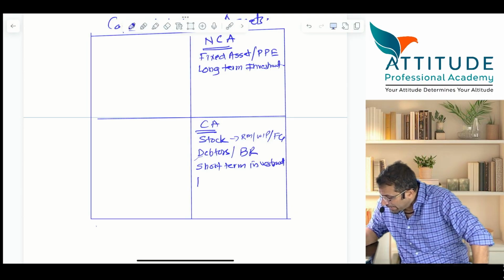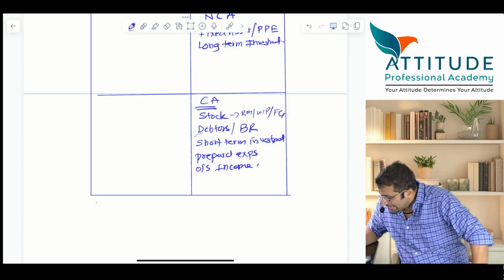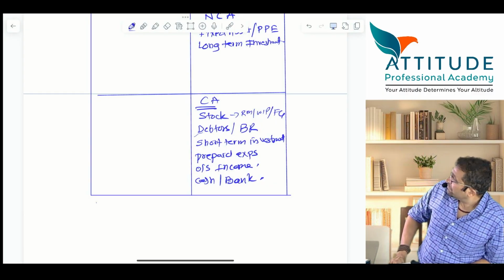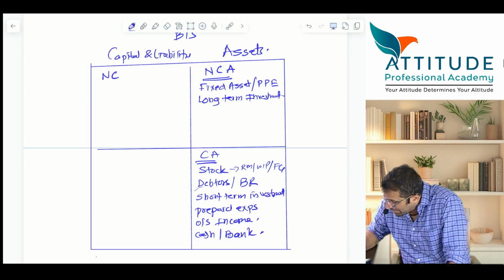Then I have prepaid expenses. Then I have outstanding income. Anything receivable is an asset. Yes or no? And then I have cash and bank balance, and these are my current assets. Is that clear? Correct? Now come down to non-current liabilities.